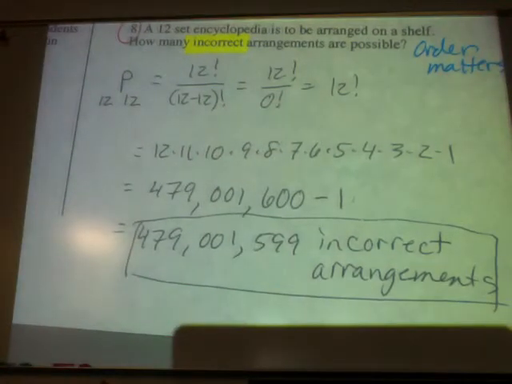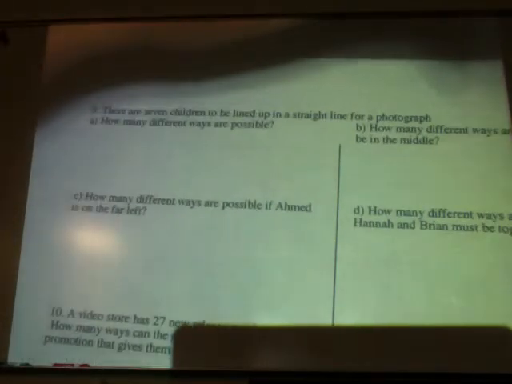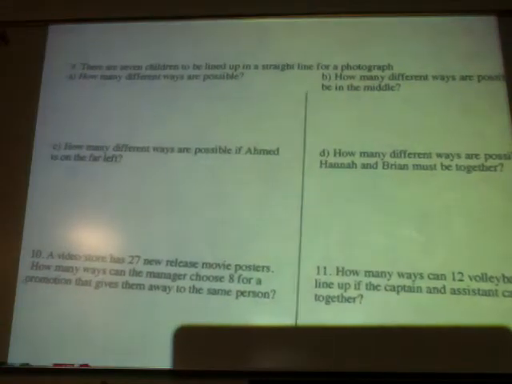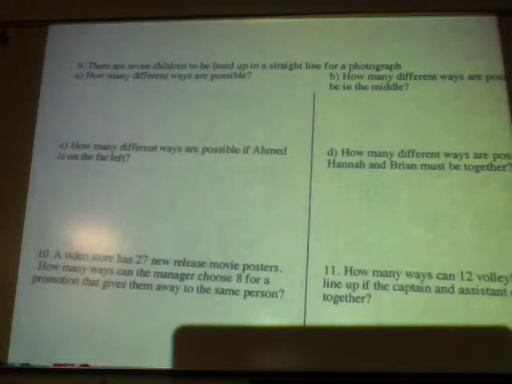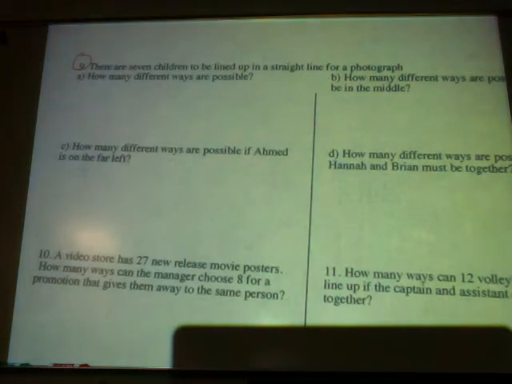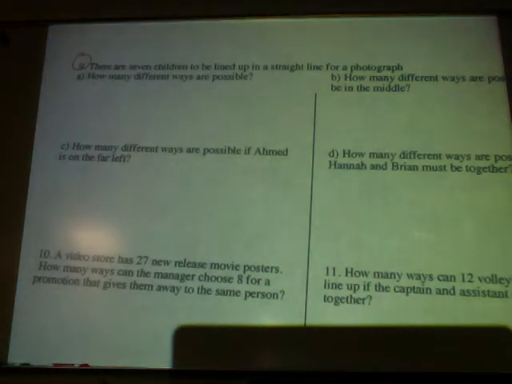So you might have some problems that are going to put just a little twist on, change things a little bit. All right, so flip that. Then we start getting into some things a little bit more complicated related to arrangements. So there are seven children to be lined up in a straight line for a photograph. So this is number nine. Number nine has four parts to it. So we're going to go ahead and go through all four parts because it's going to relate to 10 and 11, and I'll have you do those on your own.